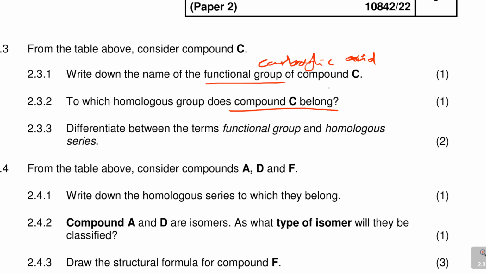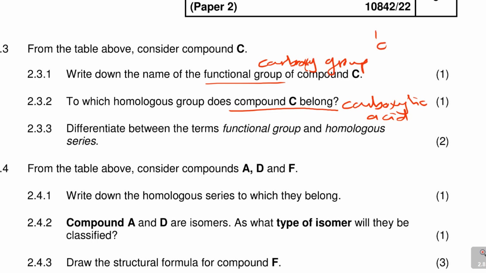Okay, that was tricky. It says write down the name of the functional group, and then at the same time to say to which homologous group does compound C belong. It belongs to carboxylic. Actually, the answer is here. That's why maybe they brought it carboxylic acid. And here they wanted the functional group. I mustn't say carboxylic acid. I must say what? It's not far. But the way you write it, you don't say carboxylic. The functional group is called the carboxyl group.